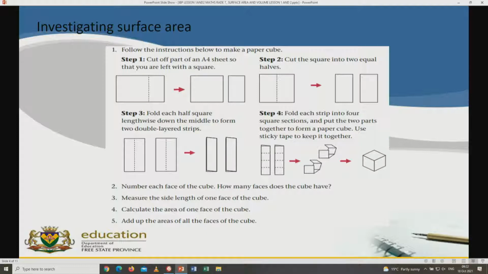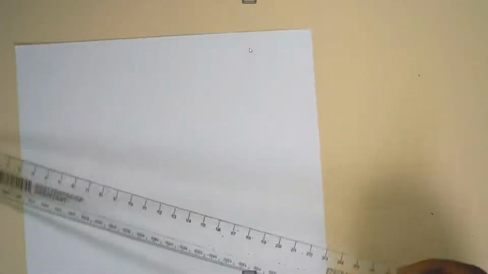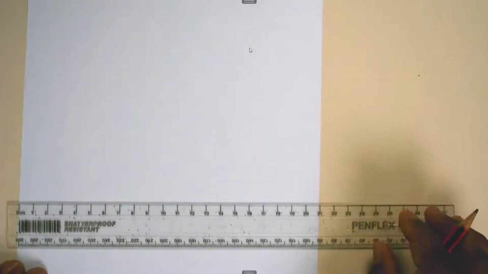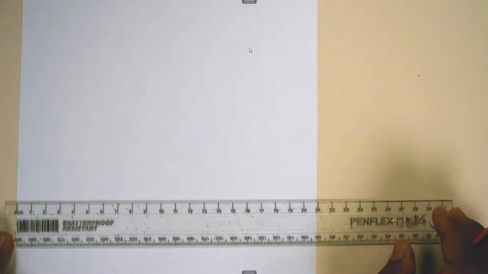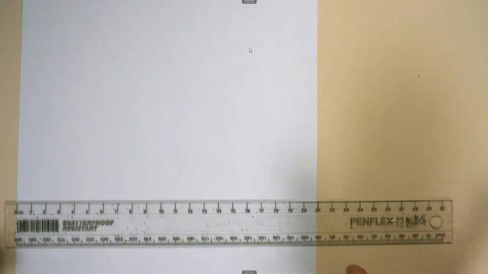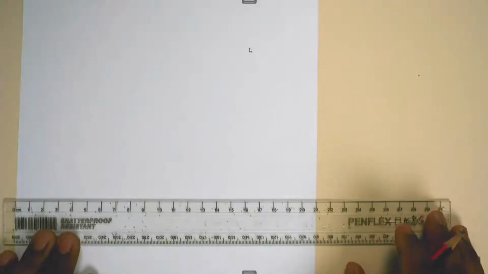Now, if we take an A4 paper, let me project this. A clean A4 paper, a ruler, and a pencil, so that we have a rectangular prism. We are going to investigate the surface area of a rectangular prism or a cube. Let us focus on a cube for now. We are going to create or develop a net for ourselves. Forget about those pre-printed ones.